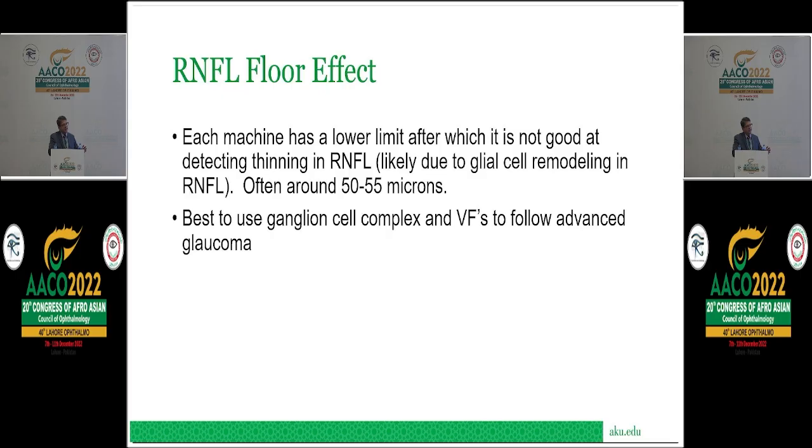What they were saying is that when they studied this technology, there is a floor effect for the ganglion cell nerve fiber layer. Most likely that is because after some time, whether it is glaucoma or some other disease, there is thinning, and you cannot pick up any additional loss of ganglion cells because of glial remodeling, some scar tissue in that layer. The floor is somewhere around 50 microns, in some machines maybe 40 microns, which means that in advanced glaucoma, if you're just using the nerve fiber layer, you're not going to have enough dynamic range to pick up a change. So at that point, visual fields would be helpful, but also the ganglion cell complex may be helpful.